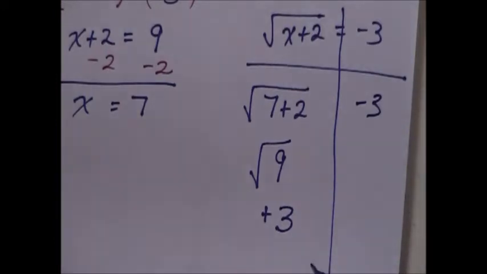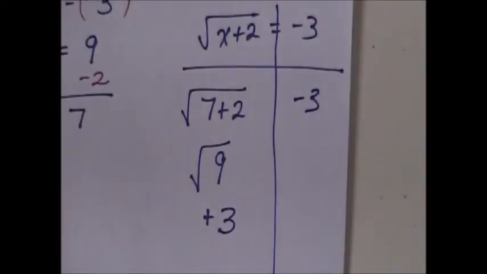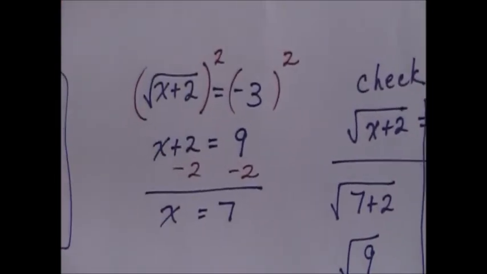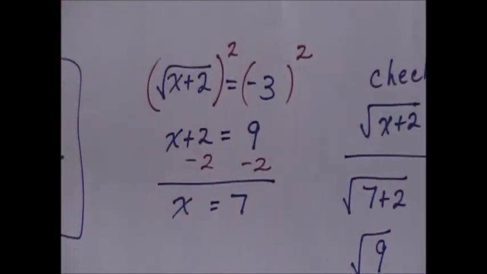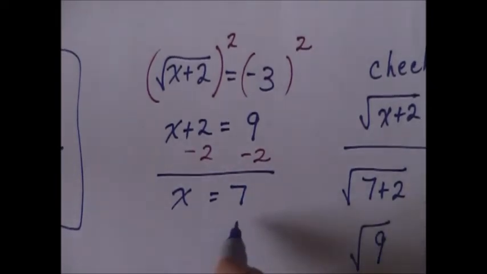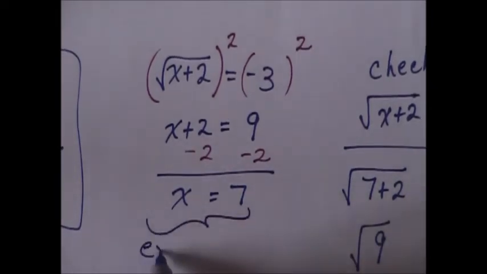So one of two things has happened. Either A, we have no solution, or B, we made a mistake. Going back and taking a look at our work, all of our work is actually correct. So that's not our issue. So we are looking at what's called an extraneous root.